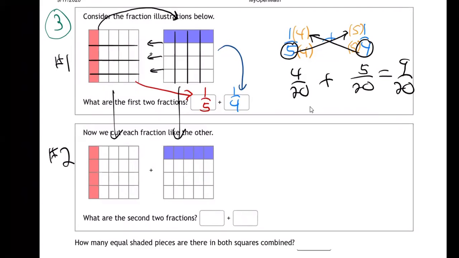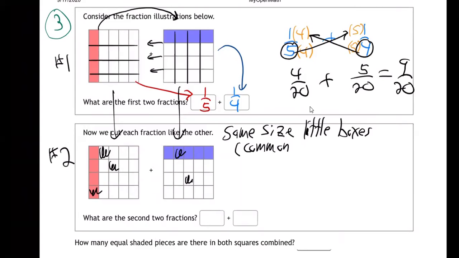And why do they do that? Because then that makes all the boxes the same size. See how this box and this box and that box are all the same size little boxes? We call that common denominator. That's a picture of what a common denominator really is. Whereas up here, the bars were not the same size. Originally, before I put those lines in, the bars were not the same size.